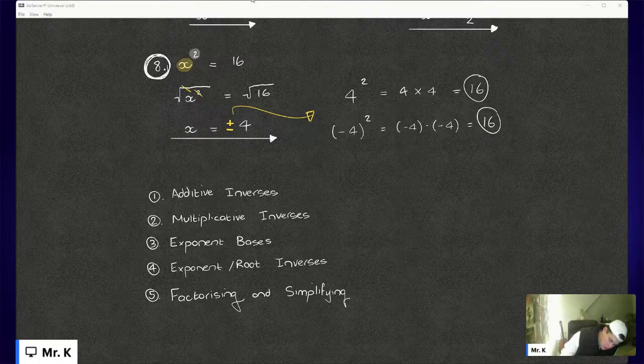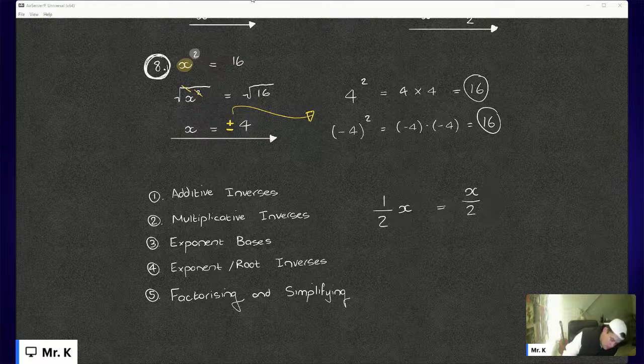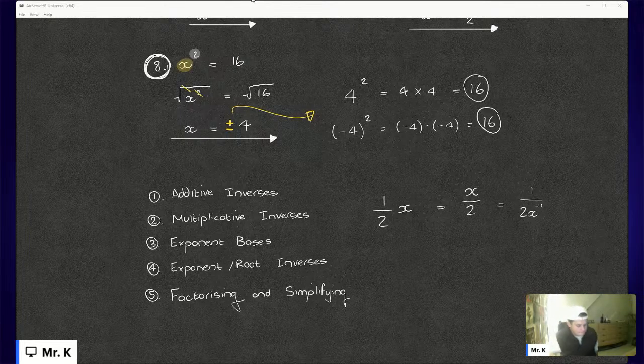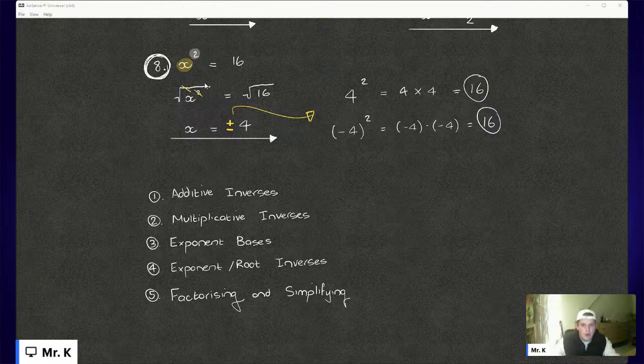Just like I mentioned earlier, for example, a half times x is the same as x over 2, right? And again, this just comes back to manipulation. We can even see this as 1 over 2x to the power of negative 1. Okay, so guys, I really want you to understand that maths is a game of trying to reshape and redesign whatever you're looking at so that you can move on with the question.